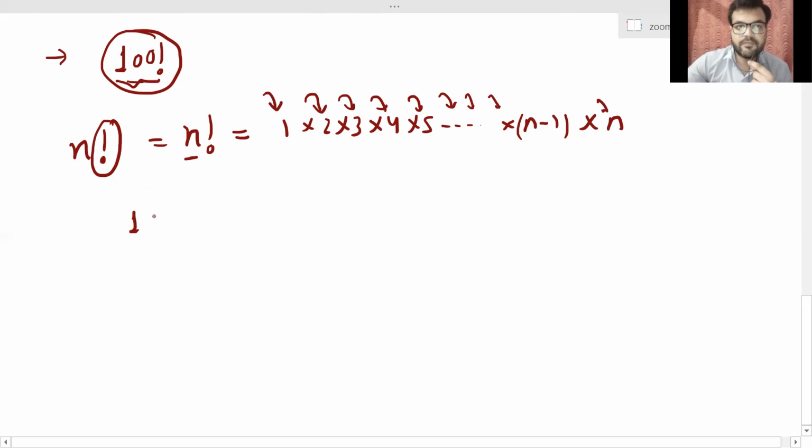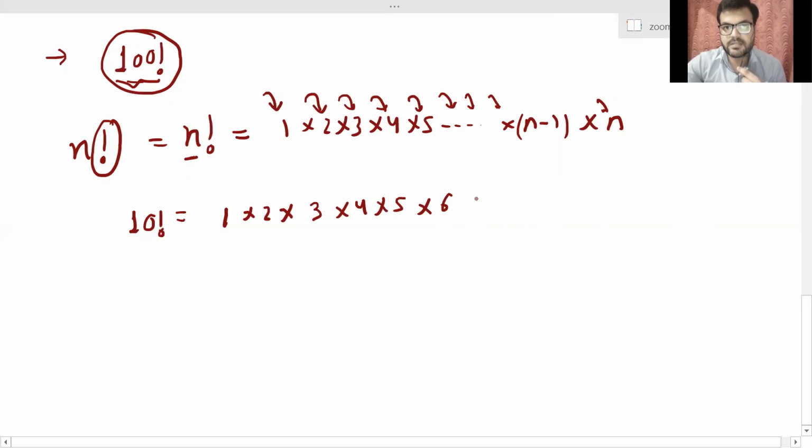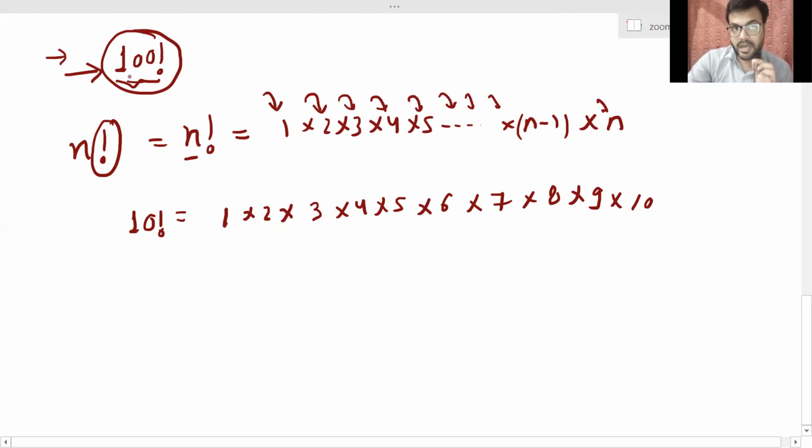So suppose, let's say we have 10 factorial. We can write it like 1 into 2 into 3 into 4 into 5 into 6 into 7, 8, 9, 10. Fine. So now this is what we mean by factorial. Okay, so guys, now you have to find out what is the maximum power of 10, or how many number of trailing zeros we have in 100 factorial. But before going to this question, let us take a smaller number, which is 10 factorial. So let's count the number of trailing zeros in 10 factorial.